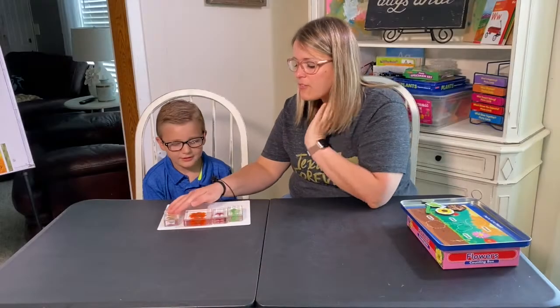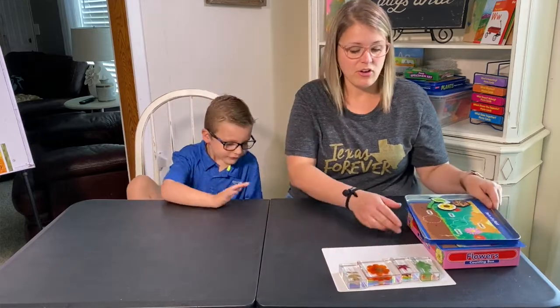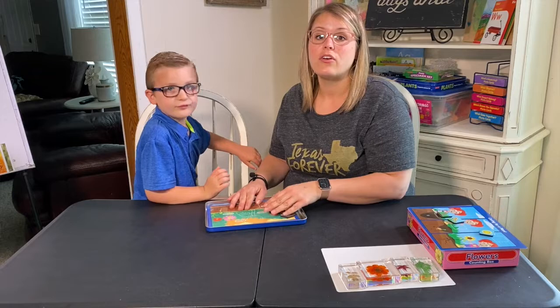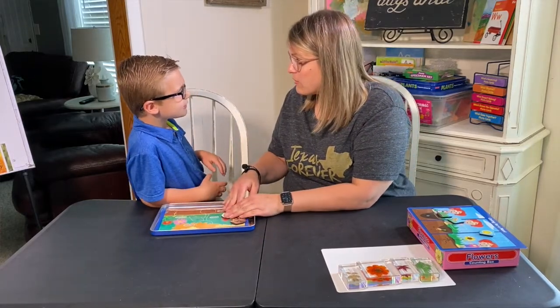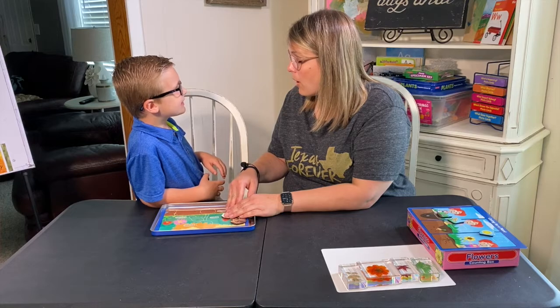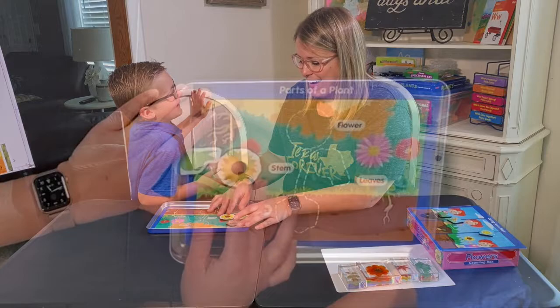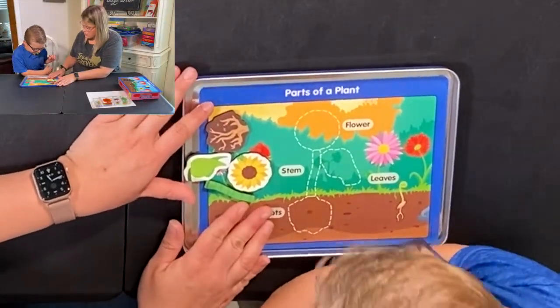So there are many different types of plants that we're going to talk about here today, and Jameson's helping us get started. But when we look at a plant, we need to know that there are different parts of a plant. What did I say there are, Jameson? Different parts. Parts of a plant. Good.